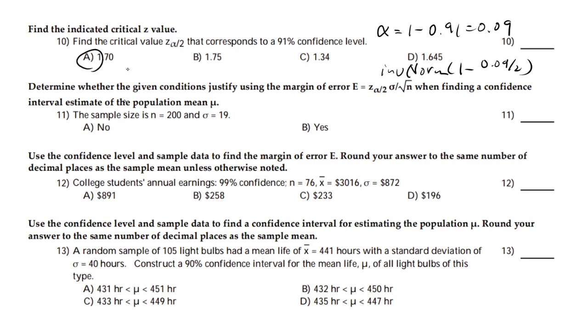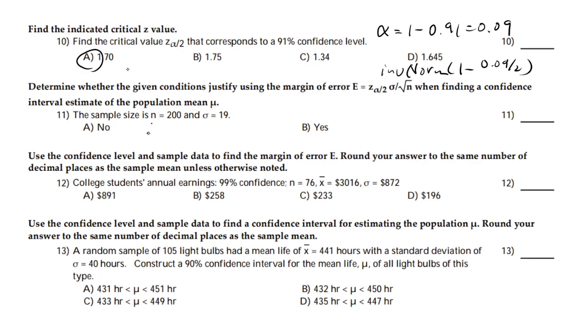Okay, second question. Determine whether the given conditions justify using the margin of error when finding a confidence interval estimate of the population mean mu. Well, using z means that you're using the normal distribution, so the question is whether you're allowed to use the normal distribution or not. And the condition is that if the sample size is bigger than 30, then you can. If it's less than 30, then depending on whether you have the standard deviation of the entire population and also whether the entire population is normal or not, it also matters.